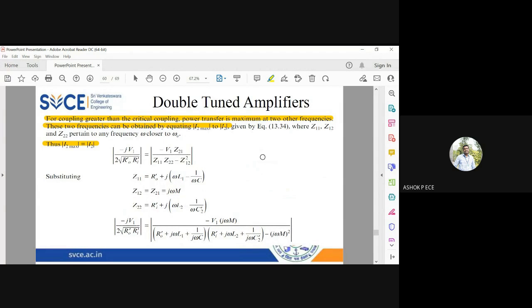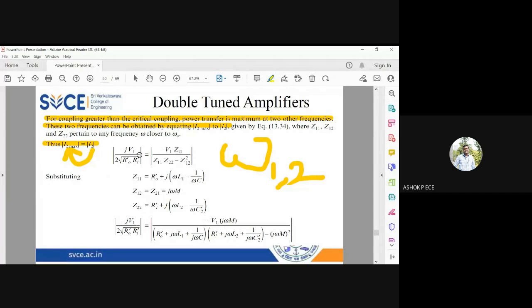So for bandwidth we do 1 by root 2. Here we are not finding out the bandwidth. We are just finding out the frequency at which I2 max and I2 are the same, or we are finding the frequency when I2 is going to attain maximum values. So I need to solve this equation and find the expression for omega. What are the two frequencies omega where your power transfer is maximum?